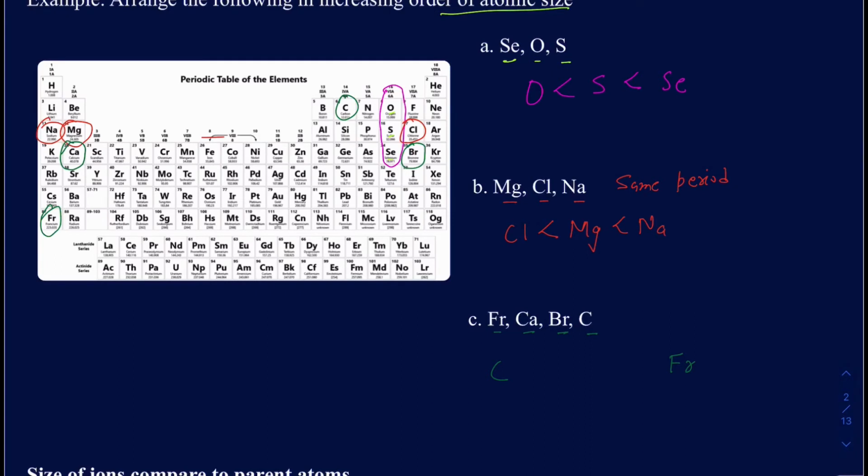So now between the calcium and bromine, well, we can easily say that bromine is actually going to be smaller in size because they are in the same period. And since they are in the same period, when you go from left to right, your size decreases. So bromine is smaller than calcium. So this is what the order is going to look like. So anytime you have atoms or elements from different groups and different periods, you may have to break them down a little bit to figure out who's going to be bigger or smaller in size.